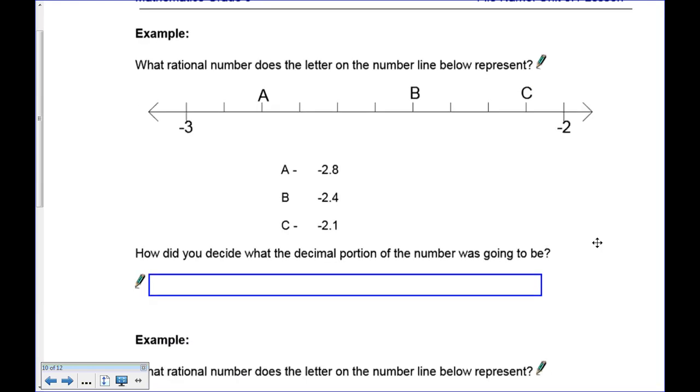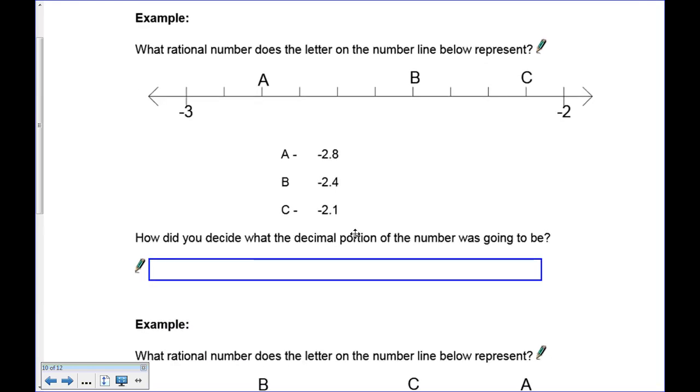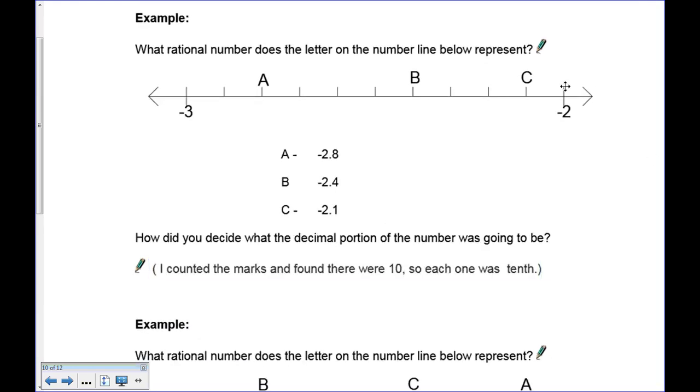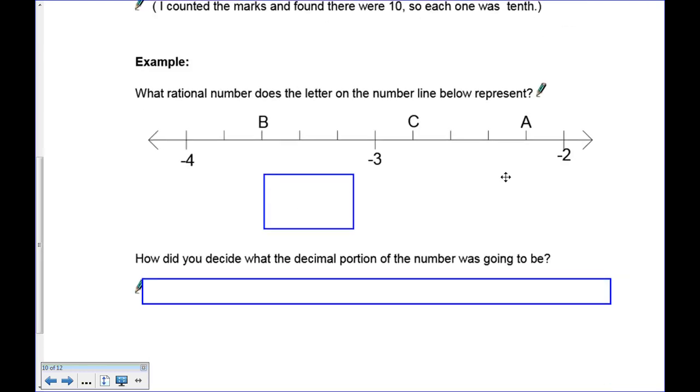Okay? So how did I decide what the decimal portion was going to be? You have to count the increments in here, the spacings, to find out. Because if this is tenths, it makes it really nice. If it's ninths, you'll have to make sure you go and put everything over a 9 and turn it into a fraction form. Okay, so what fraction does this one do? Pause the recording and see if you can find out what A, B, and C are.